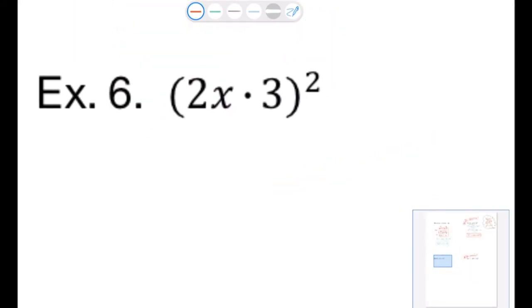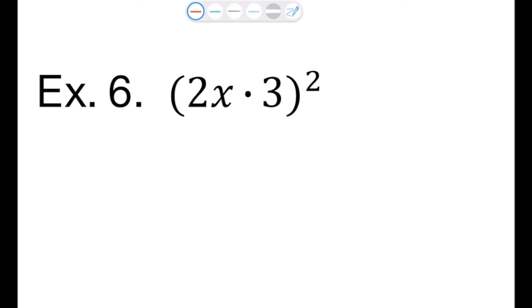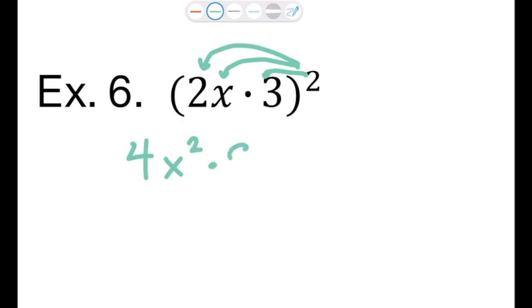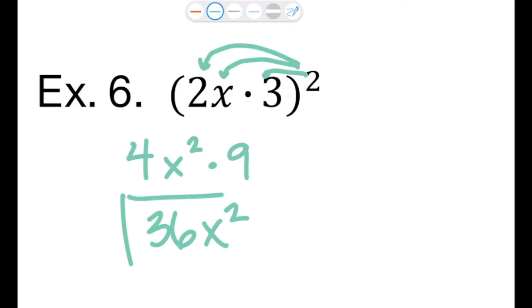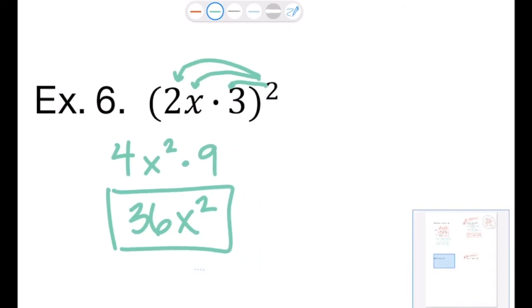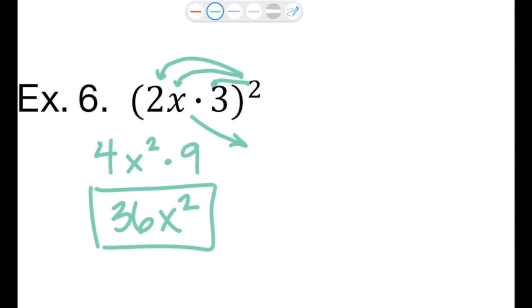Now, I want you to look at this one. See what's different here. There is no addition. This is just one monomial. So here we can just apply the square. So if you're dealing with only a monomial, we can square the 2, we can square the x, and we can square the 3, and that's fine. So we can say that this is 4x squared times 9, and then multiply 4 times 9 to get 36x squared. And this is okay because we're dealing with a monomial.